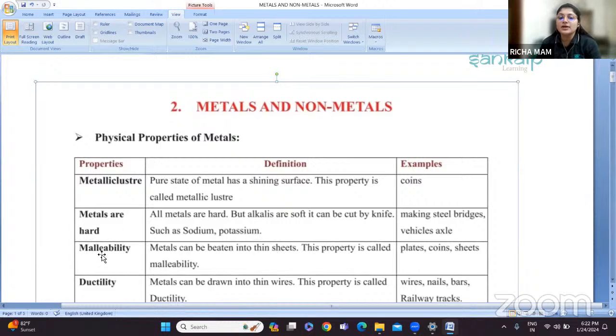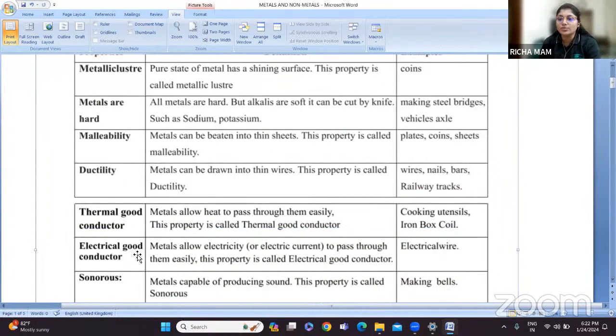Then malleability and ductility. Most metals can be converted into thin sheets, which is malleability, and into thin wires, which is called ductility. But non-metals do not show malleability and ductility, so they are non-malleable and non-ductile. Metals are good conductors of heat and electricity, while non-metals are bad conductors of heat and electricity.